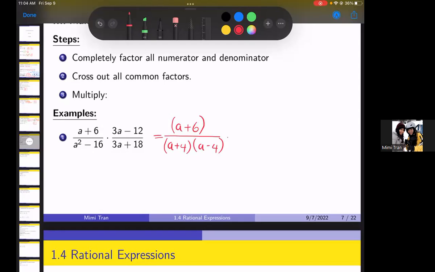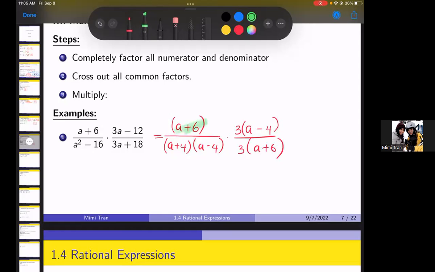Someone else for the top. Yes, go ahead. What's left? What's left? A minus 4. Okay, thank you. Someone else, the last one. Thank you. And all you do is just simplify them, right?